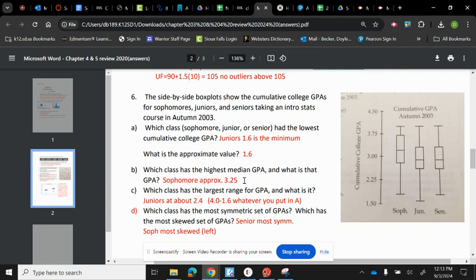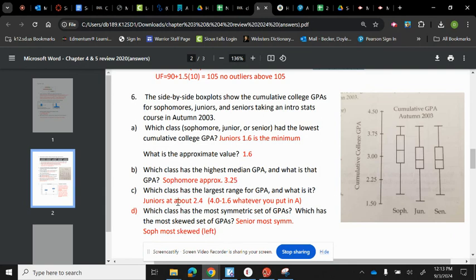B, which class has the highest median GPA? And what is the GPA? So the highest median, well, this is the median. This one's got the highest median, and it's the sophomores at maybe about 3.5. And again, that's 3.75, so we like 3.25, 3.5, 3.75. I think 3.25 is a good estimate.